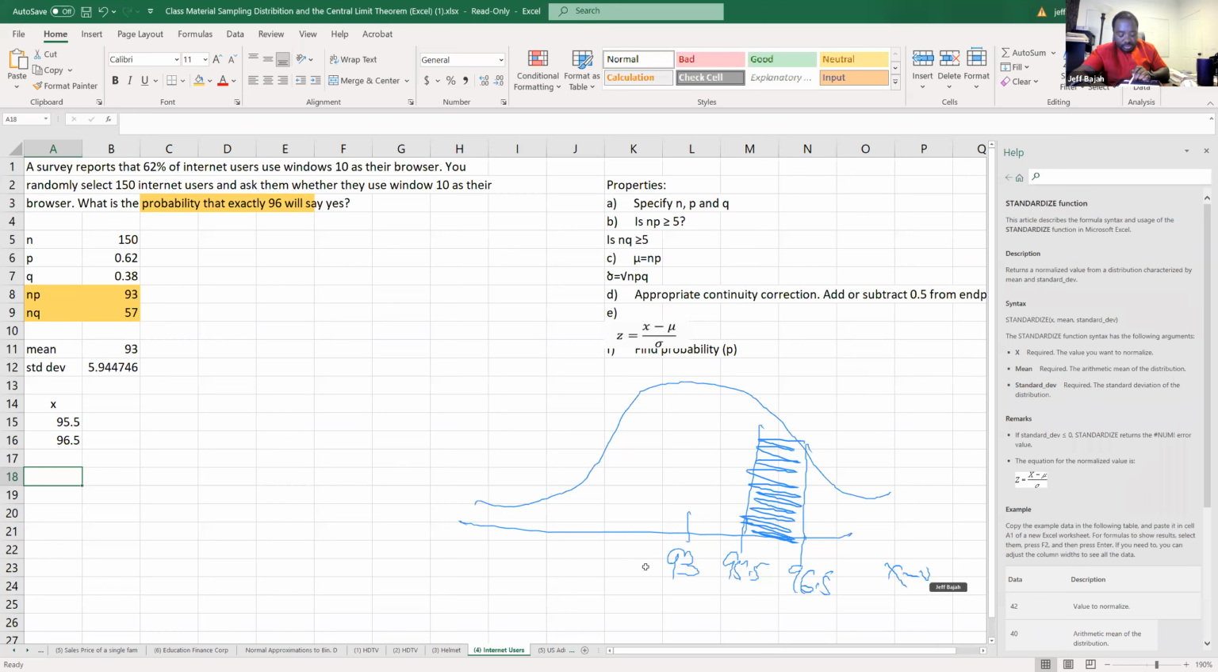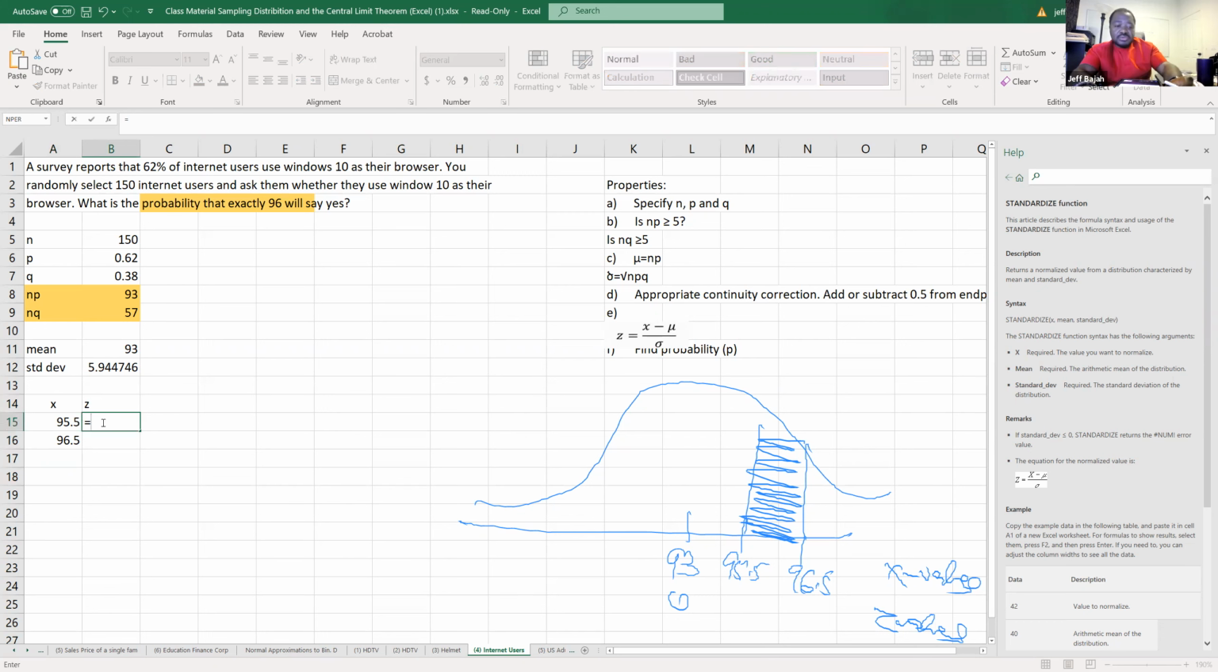Your X values, Z values. So to do that, what we're going to do is say, okay, let's find the Z values of that. All right, and so that's easy, right? We do standardize. We do X, comma, mean, comma, standard deviation. All right. To save us time, it's going to do this, and I want to do this. Press enter, and I do that.